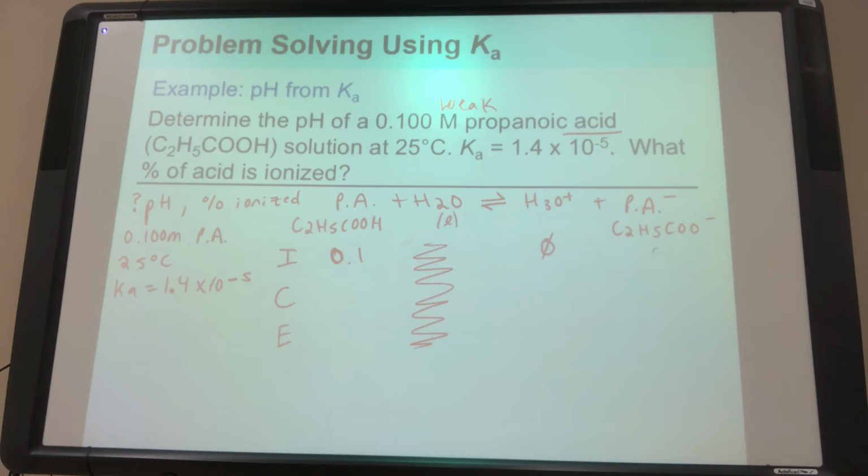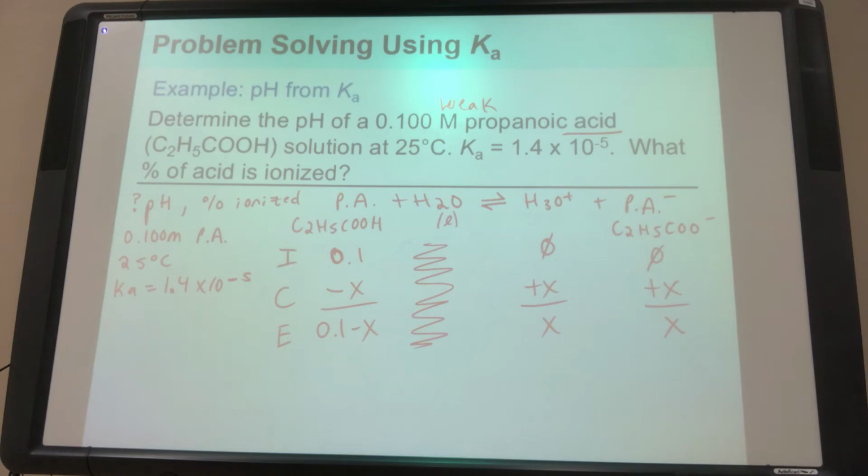This is 0, this is 0. It's all 1-to-1 to 1-to-1. The ice tables for acids and bases are simpler because it's always 1-to-1. So this is just going to be minus x, plus x, plus x. So 0.1 minus x, and then x, okay?